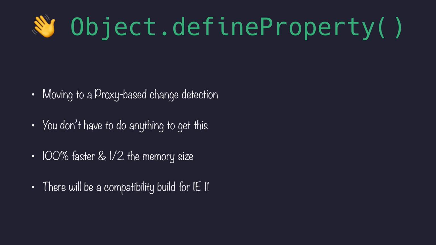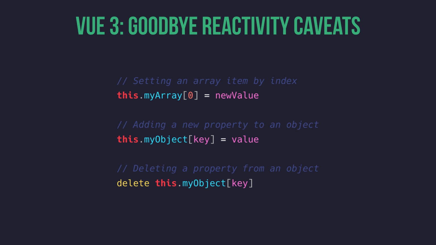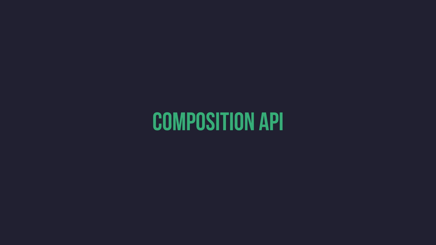You'll get 100% faster, 100%, and half the memory size, which is really awesome. And what that means is we can say goodbye to these reactivity caveats. We can go ahead and set an array item by index if we want to. We can add a new property to an object if we want to. We can delete a property from an object if we want to. So again, just the way that the reactivity system is changing in Vue 3 kind of helps us get rid of these caveats. And if you've ever run across one of these, you know that they can be a real head scratcher. All right, so now let's take a look at Vue 3 Stronger.